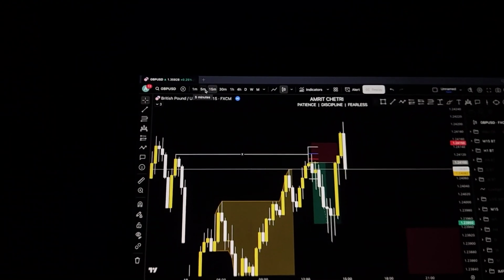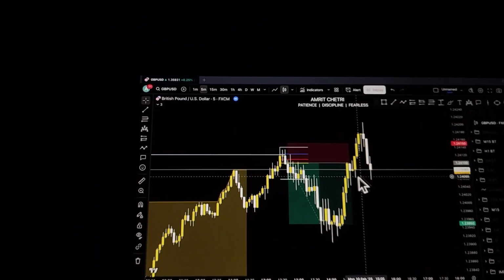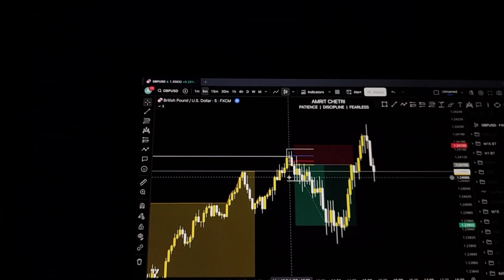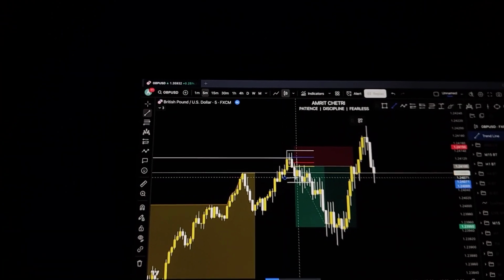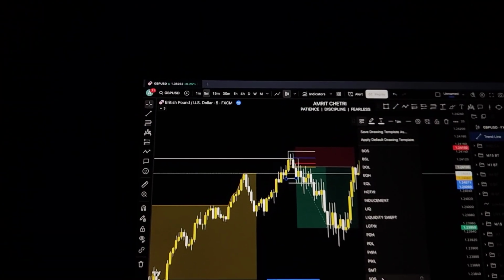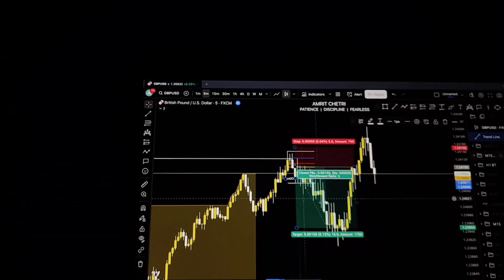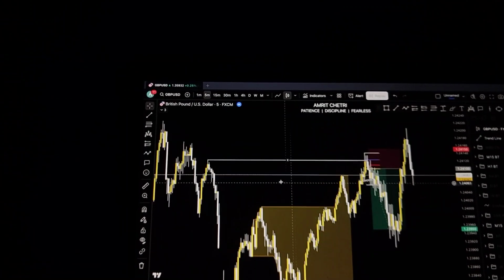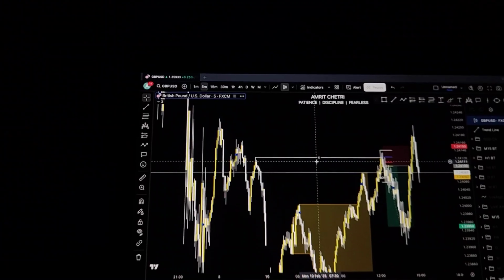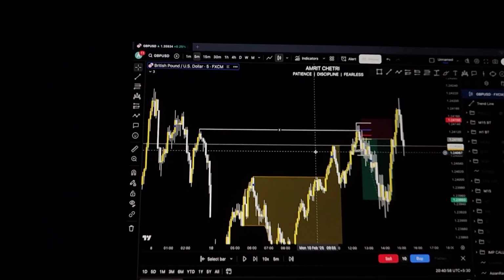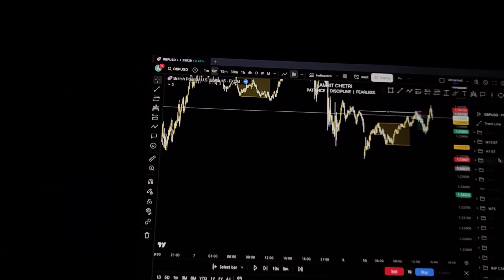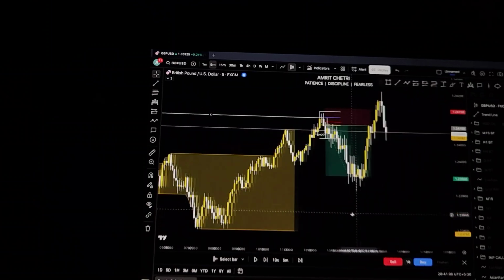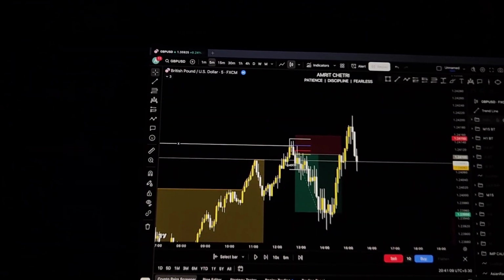And after this rejection, if I go to the M5, we got a change of character right here. After getting the change of character, I didn't mark it, but obviously this is the change of character. And after that, I entered at the equilibrium, as you can see right here. After entering, we went for a 1:3, and the rest was history. Previous structural liquidity got swept, the Asian high liquidity got swept, and my target was some sort of fair value gap right here. There was an H1 fair value gap right there, and yeah, this was a banger right here.